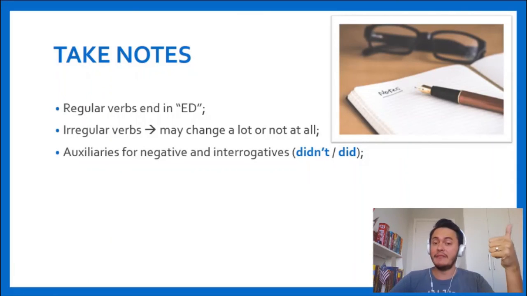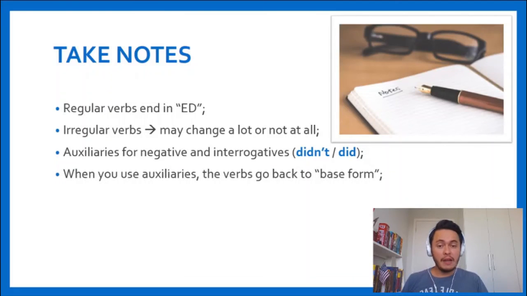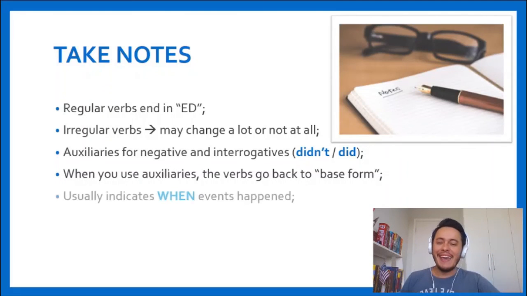Auxiliaries for negative and interrogatives: didn't and did. And remember, when you use auxiliaries, the verb goes back to normal. And finally, it usually indicates when, okay? When you talk about the simple past, you usually say when this action or this event happened, all right?